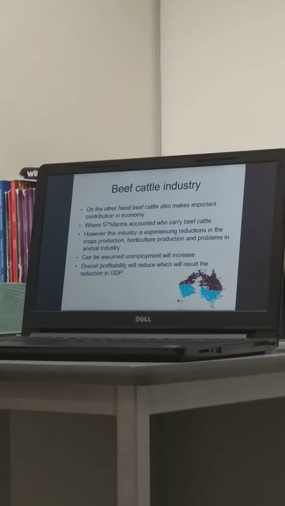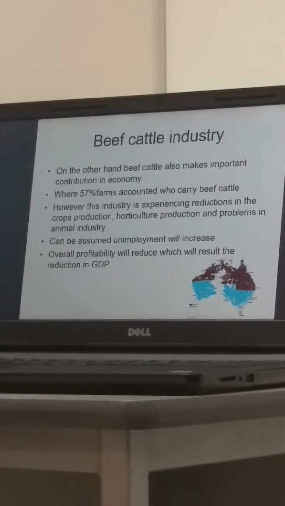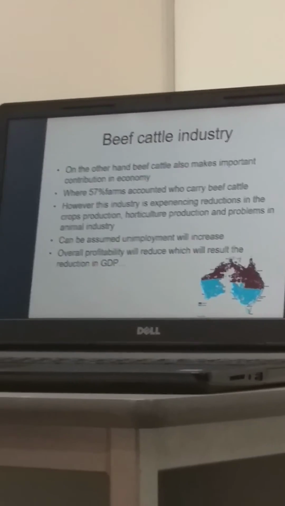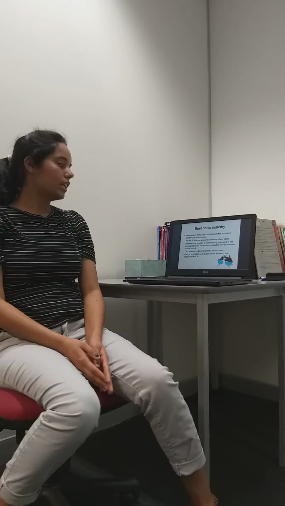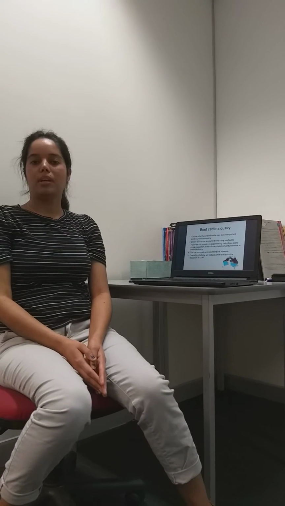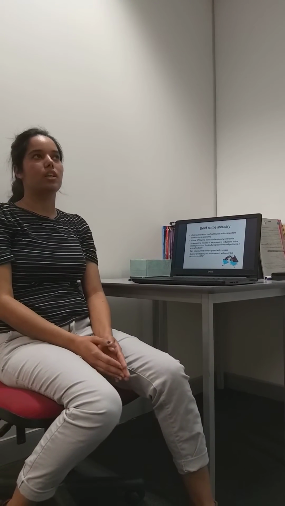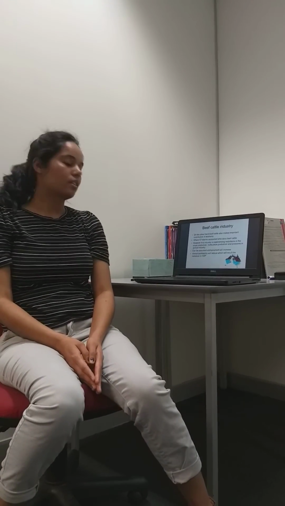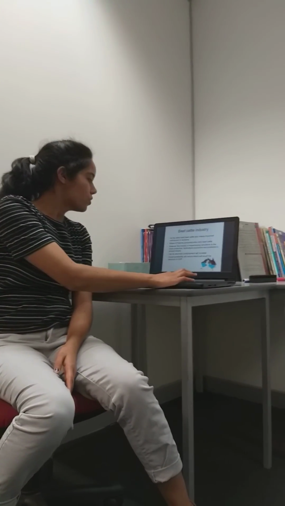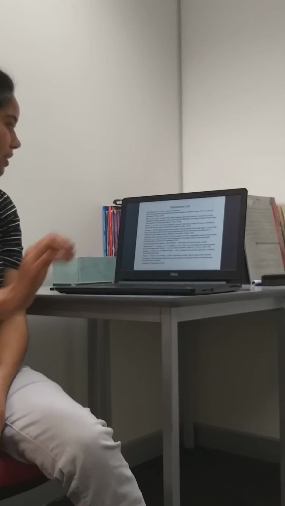However, this industry is experiencing a reduction in crop production, horticulture production and problems in the animal industry. So it can be assumed that unemployment will increase and profitability will reduce, which will definitely reduce the total GDP. Here are some reference lists from where we collected the data.